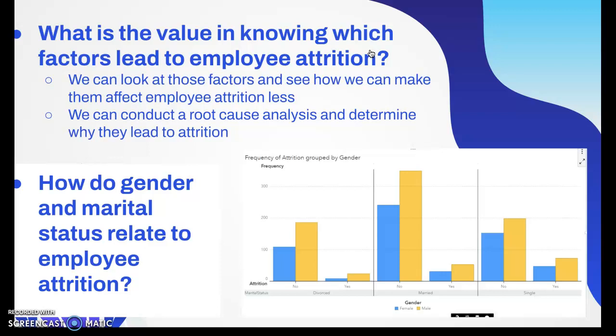And then how do gender and marital status relate to employee attrition? So we can see in this column is divorced, married, and single. The blue is female, the yellow is male. And attrition happens significantly more in men in general, but specifically increasingly more in married men than any other group of gender or marital status. So we believe that being married increases employee attrition rate.